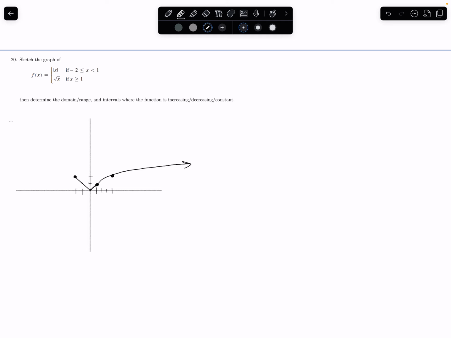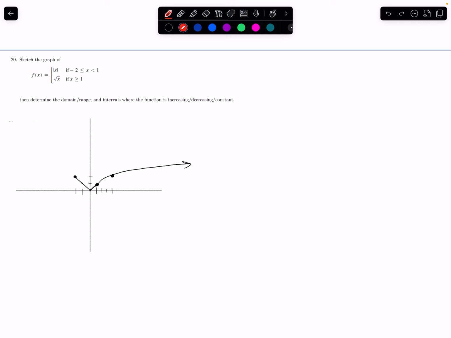Okay, so this is putting it all together. This is the piecewise function, and it's defined where x is between negative 2 and positive 1, and then also from 1 onwards. So there's a picture. We did the first part, sketching it.